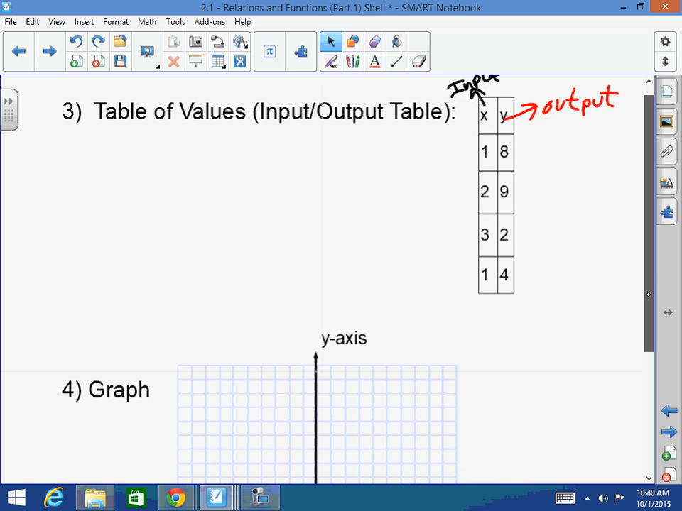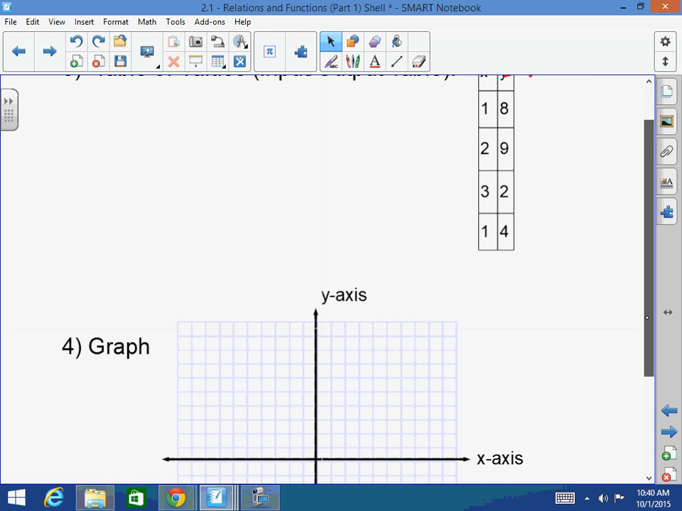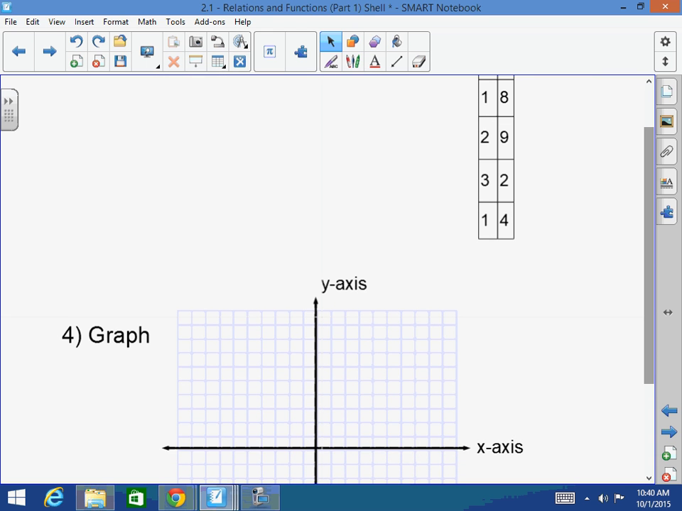And last but not least is a graph. So let's go ahead and show you how to graph these points. (1, 8) would be right here. When the x is 1, the y is 8. (2, 9) is right up here. When the x is 2, the y is 9. (3, 2) is right here. When the x is 3, the y is 2. And (1, 4), when x is 1, the y is 1, 2, 3, 4, right there.